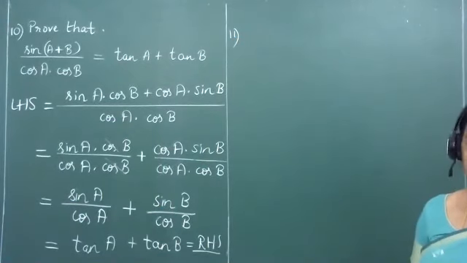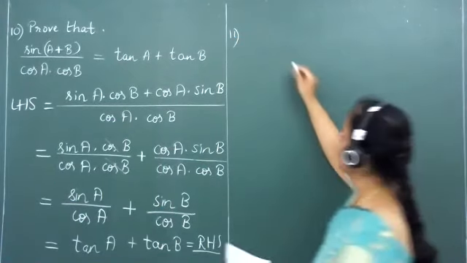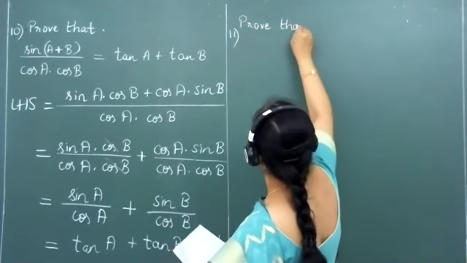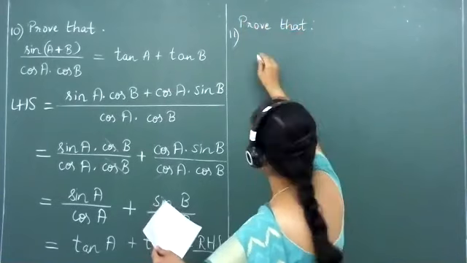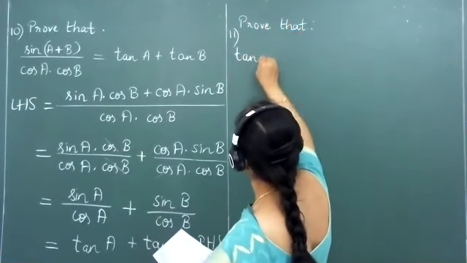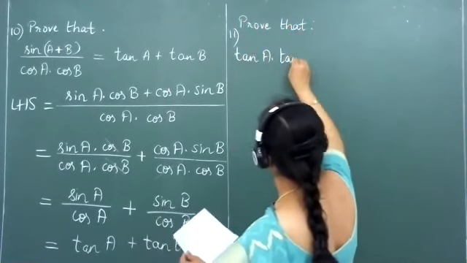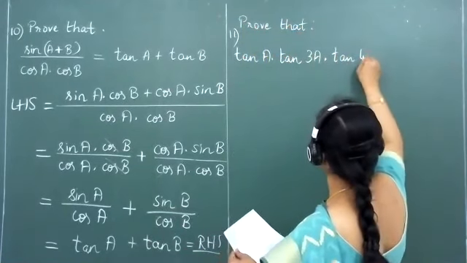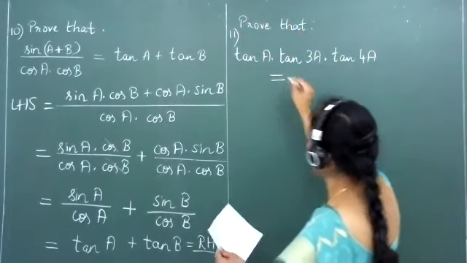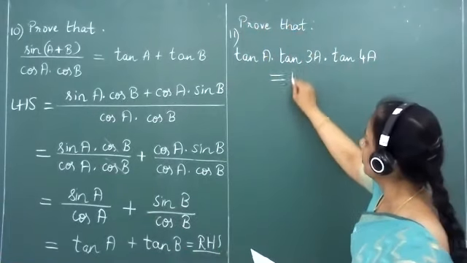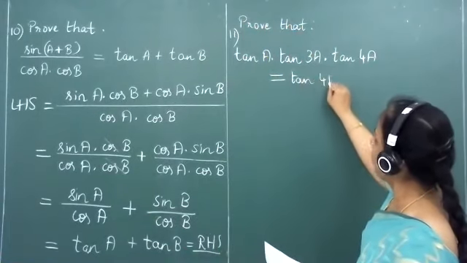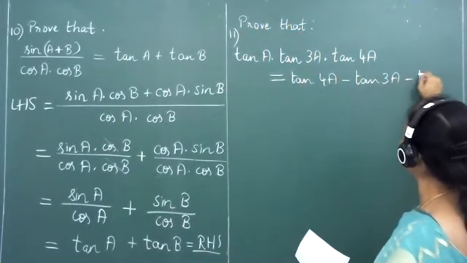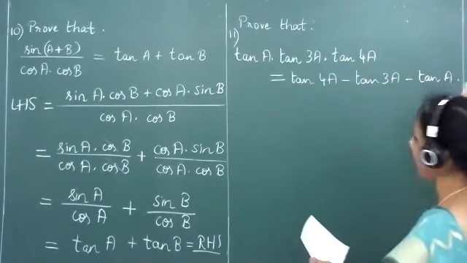Let us take a different question now. Prove that tan A multiplied with tan 3A multiplied with tan 4A is equal to tan 4A minus tan 3A minus tan A.